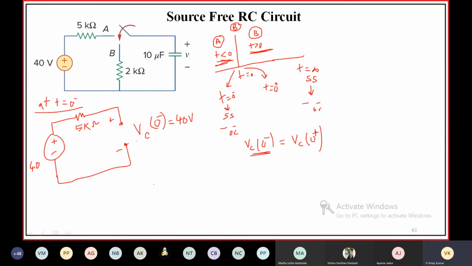Okay, we have general expression Vc of t. Vc of t is equal to, okay, for t greater than 0, what will be the circuit? Circuit becomes like this.